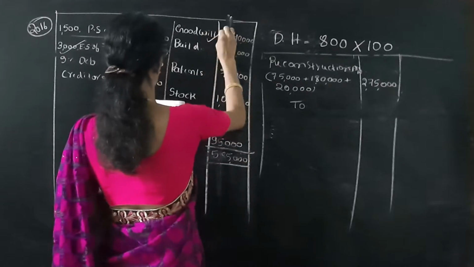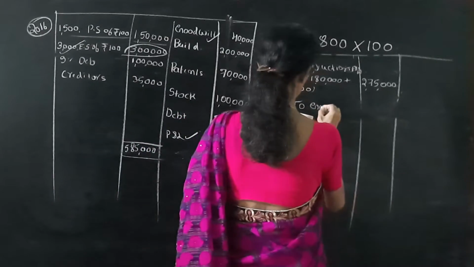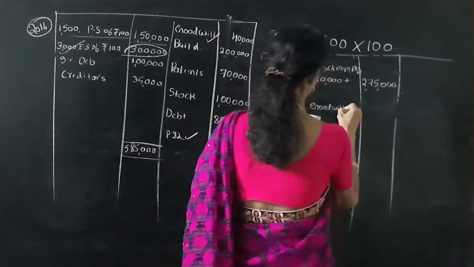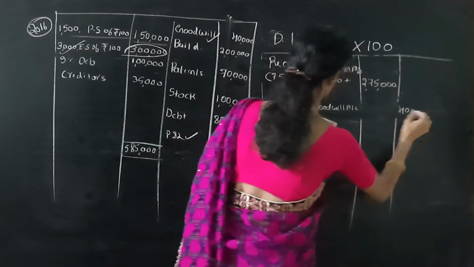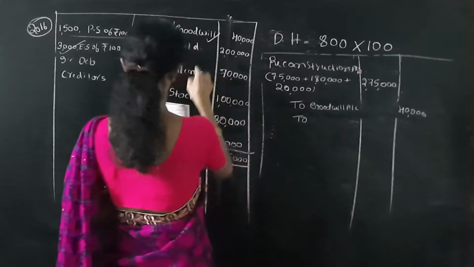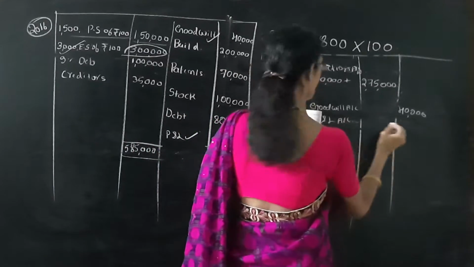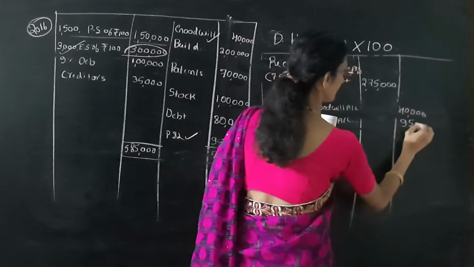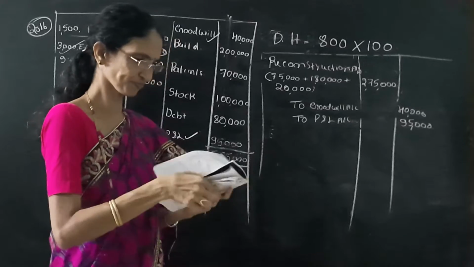So here one goodwill is given, another one is profit and loss account is given. So first write off goodwill account, it is 40,000. Then next one is to profit and loss account, to P&L account, 95,000.